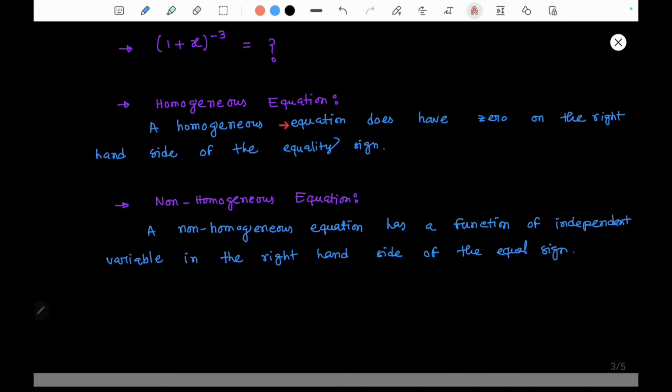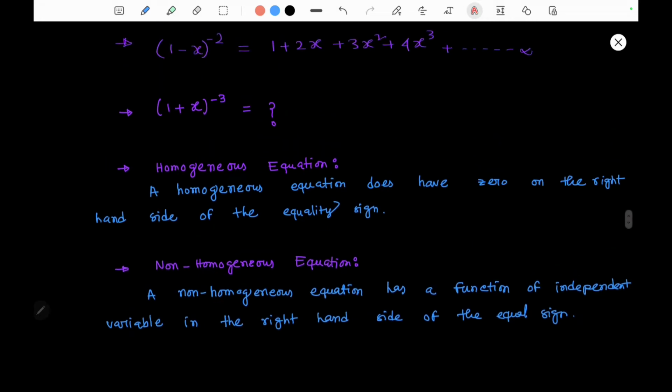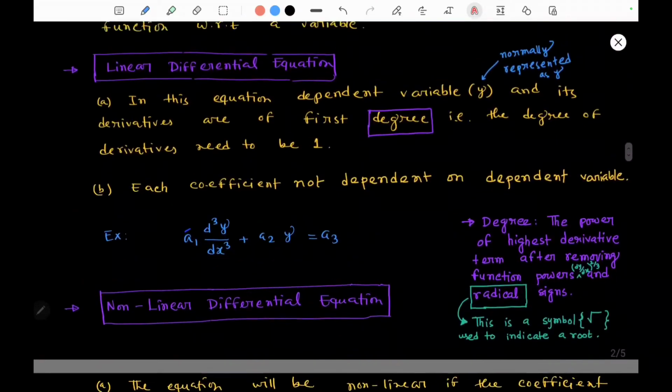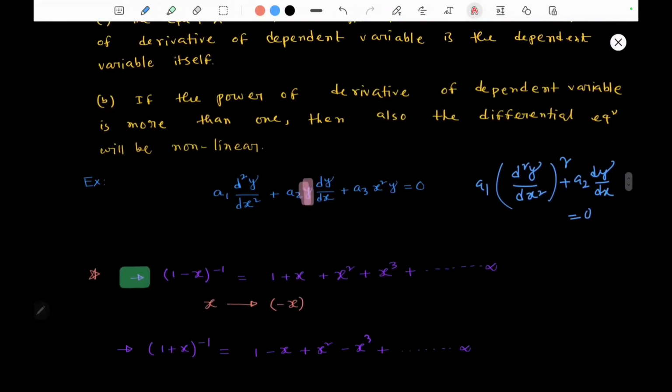So a homogeneous equation does have 0 on the right hand side of the equation sign. Homogeneous equations always have 0 on the right hand side of the equality sign. So what we have written earlier, like this, is it a homogeneous equation? Yes, because on the right hand side it is 0. So what will be on the left hand side and what will be on the right hand side?